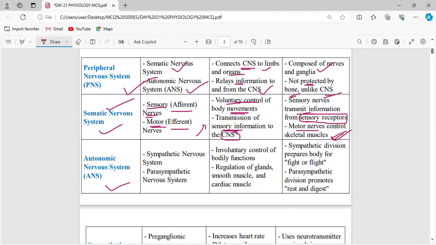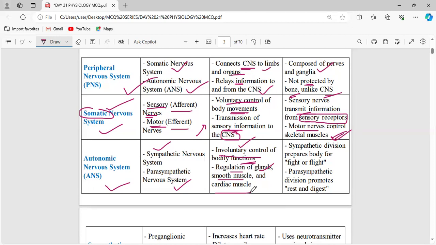Okay, now in the autonomic nervous system we have two subcomponents: the sympathetic nervous system and the parasympathetic nervous system. And what is the function performed by the ANS? It means involuntary control of body functions. See, the somatic nervous system controls voluntary actions, and the autonomic nervous system controls involuntary actions. Particularly, they regulate the glands, smooth muscle and cardiac muscle.